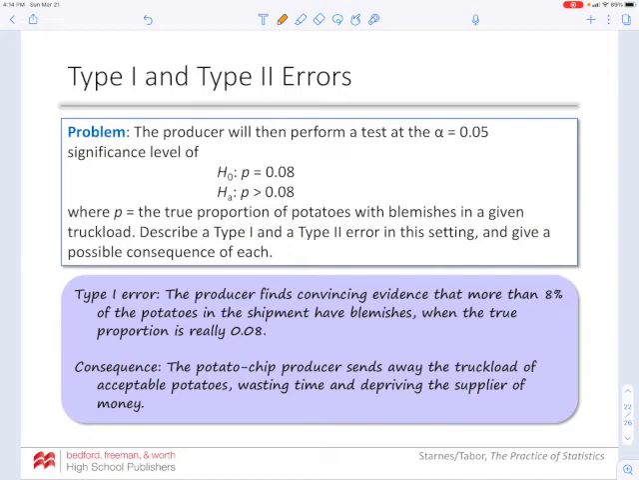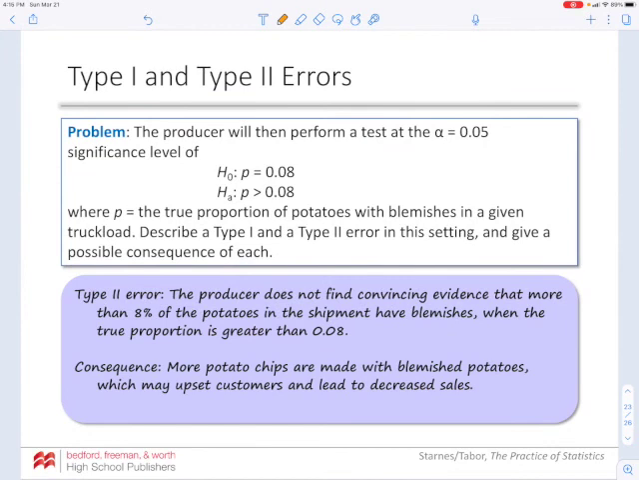So type 1 error, that's when we reject the null hypothesis when we shouldn't. So the producer finds convincing evidence that more than 8% of the potatoes in the shipment have blemishes, when the true proportion is really 8%. So the consequence here is, well, we found that more than 8% of them have blemishes, so we're going to send the truckload away. But they were acceptable because it wasn't more than 8%. So you're wasting time. The supplier now is out money because they were going to sell the potatoes to someone, but now they're being sent away, so they're having to do something else with it.